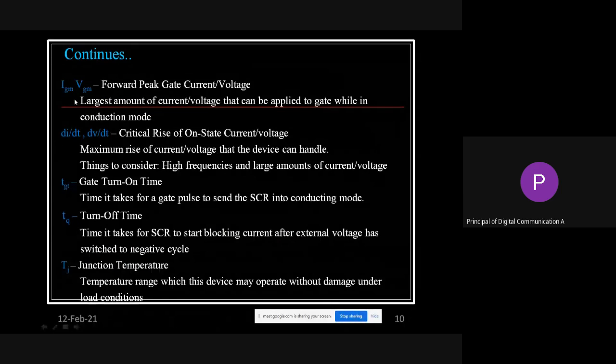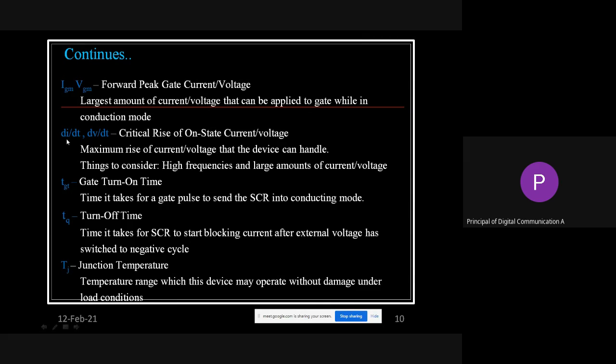So few more parameters are here, that is IGM, VGM. म्हणजे गेट करंट आणि गेट व्होल्टेज. दॅट इज द पीक, म्हणजे मॅक्स गेट करंट, मॅक्स गेट व्होल्टेज. सो लार्जेस्ट अमाऊंट ऑफ करंट और व्होल्टेज दॅट कॅन बी अप्लाइड टू गेट व्हाईल इन कंडक्शन मोड. म्हणजे गेट करंटला पण एक लिमिटेशन असतं की किती गेट करंट तुम्ही देऊ शकता मॅक्झिमम. सो दॅट इज डिसाइडेड बाय दिस पर्टिक्युलर IGM आणि VGM.